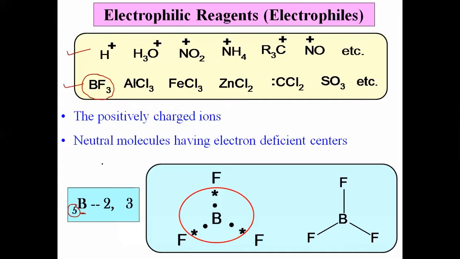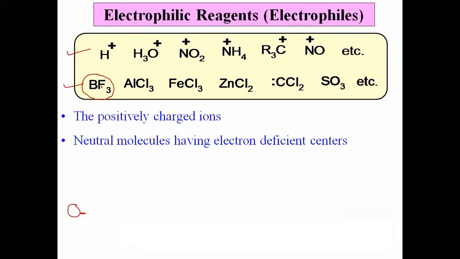So, as I made the statement earlier, similar to BF3, all of these molecules are neutral and having electron deficient centers, similar to BF3. In AlCl3, FeCl3, ZnCl2, there is a deficiency of electrons. Okay, this is just about how they are having electron deficiency. Okay, then I come back again to our electrophilic reagent.